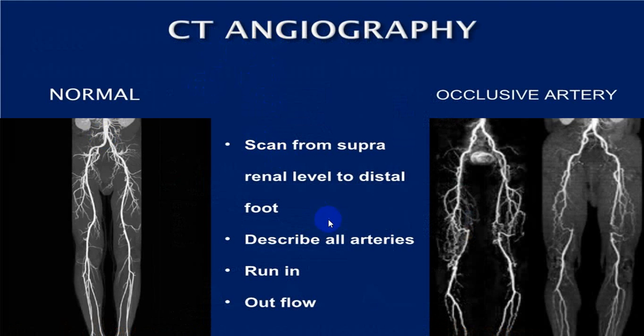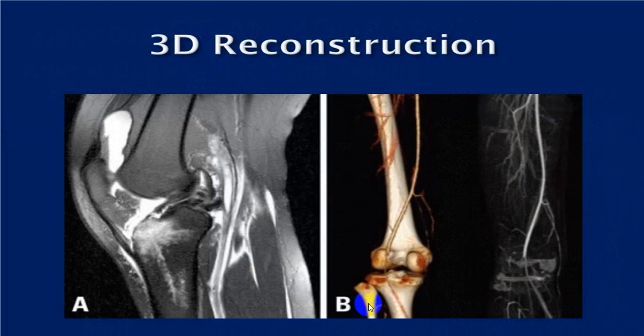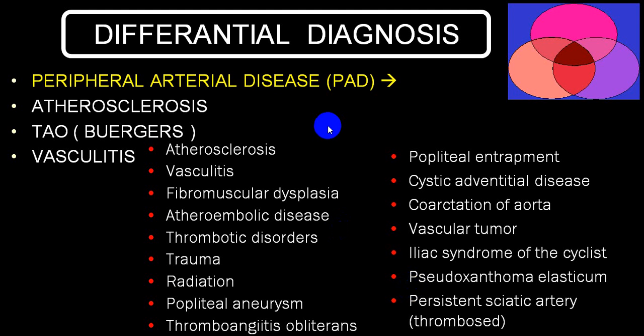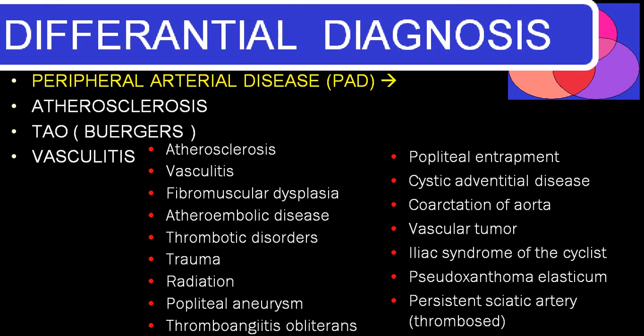CT angio is one of the study which can be useful. 3D reconstruction, then digital subtraction will be another. MRI angio is another study. You will have to differentiate different disease like atherosclerosis, TAO, vasculitis, and there is a big list. You can go through that. Because peripheral arterial disease will include all these conditions. So you'll have to differentiate because in each condition, the treatment is different.